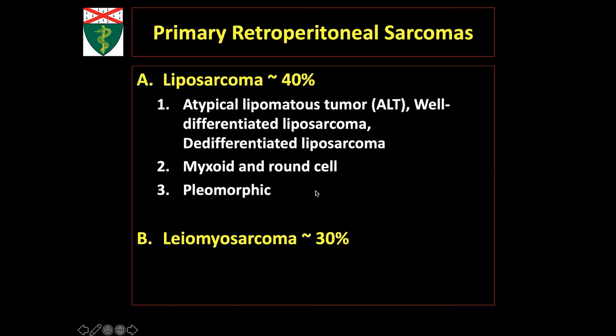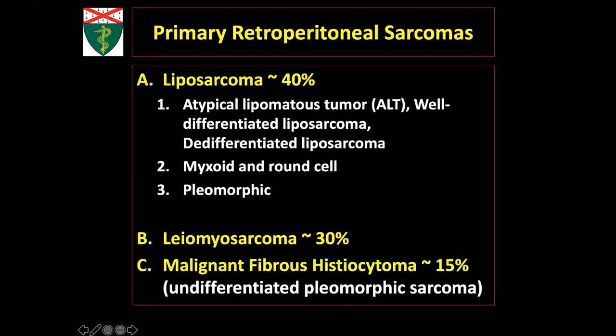Leiomyosarcoma is the second most common primary retroperitoneal sarcoma, an incidence of about 30%. The third most common is what we used to call malignant fibrous histiocytoma. Now, the updated terminology is actually undifferentiated pleomorphic sarcoma. I'm sure many of you people on the call will know that, but I do find that when I was training, it was called an MFH, and so I'll use both in this instance just to make that connection with anybody who's used to hearing it as a malignant fibrous histiocytoma.